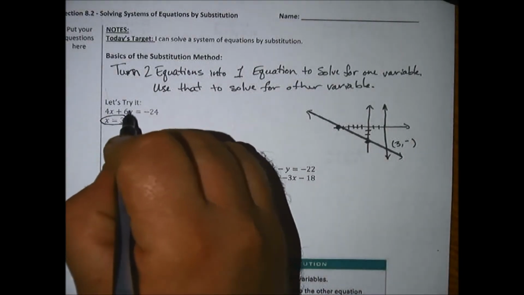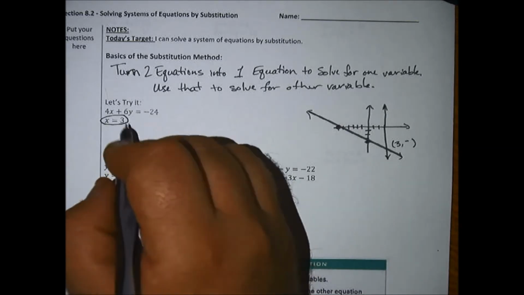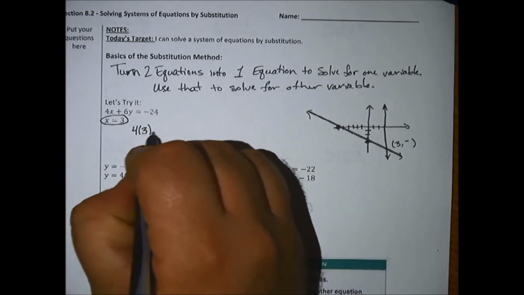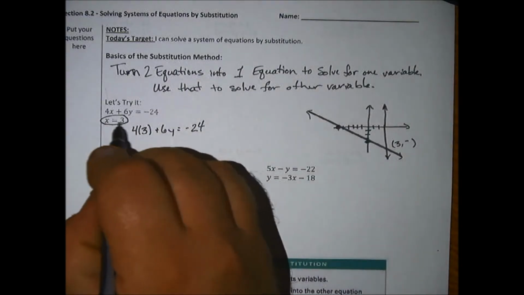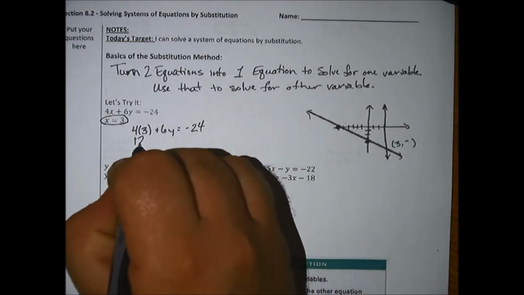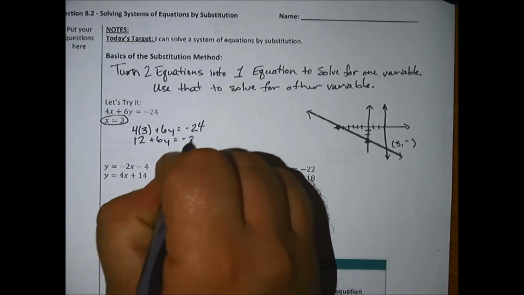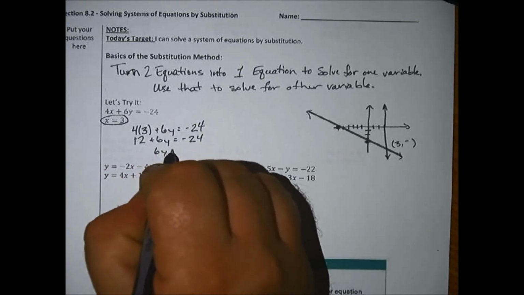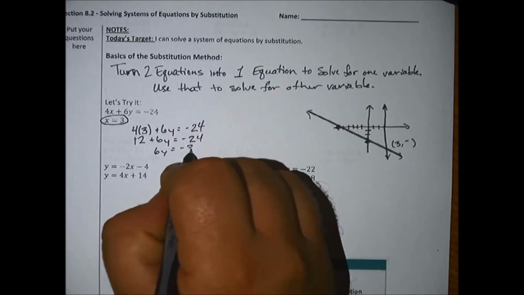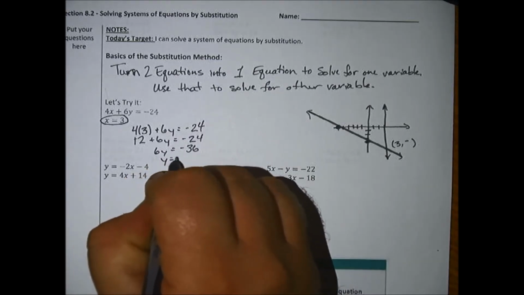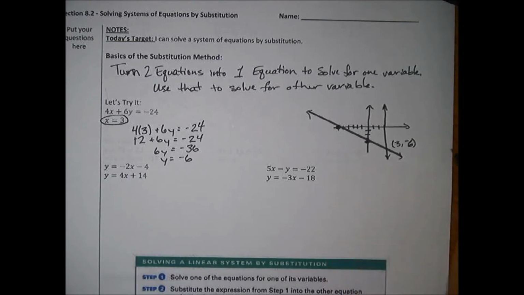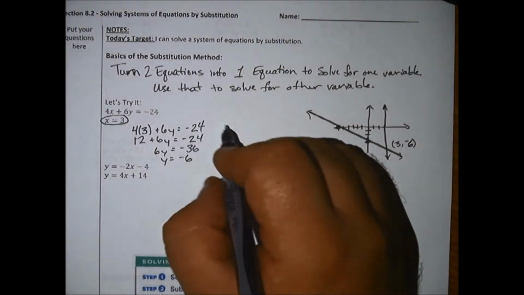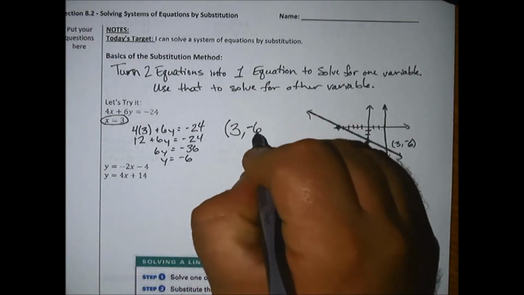Well, let's see what y is when we plug 3 in for x. So we have 4 times 3 plus 6y equals negative 24. I've just plugged that 3 in for that x right there. 12 plus 6y equals negative 24. I'm going to subtract 12 from both sides. That'll be negative 36. Divide by 6, and y is going to be negative 6. I can believe that because that's negative 4 right there, and I'm down even farther from that. So I would say that's a pretty good guess. My answer here is 3, negative 6.